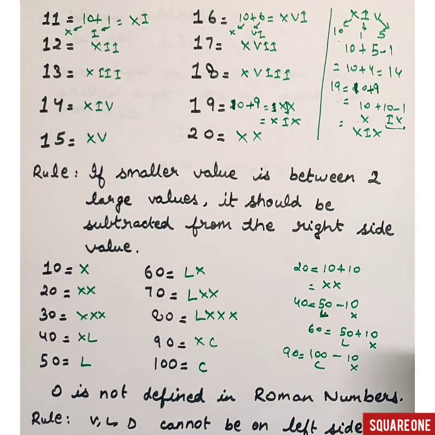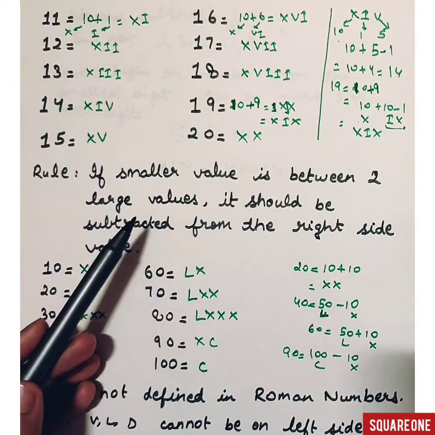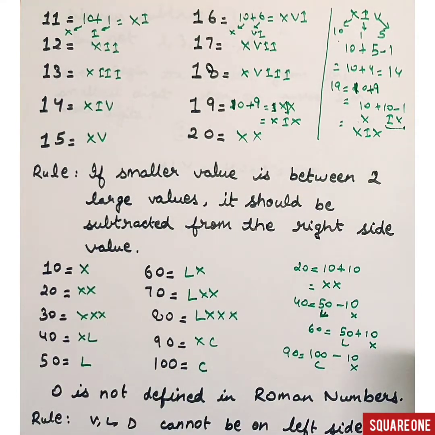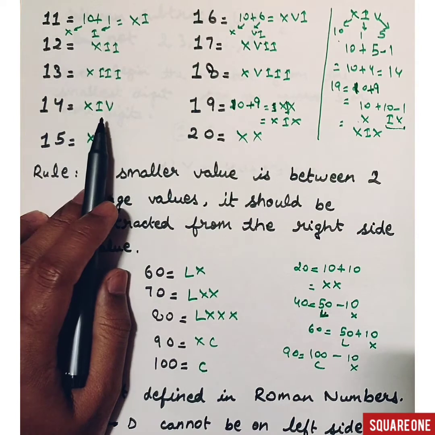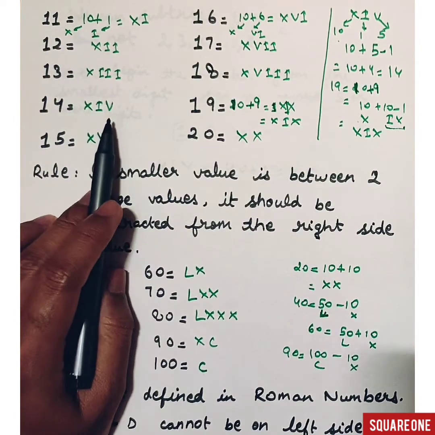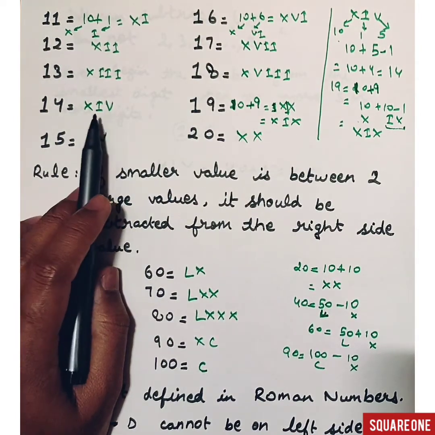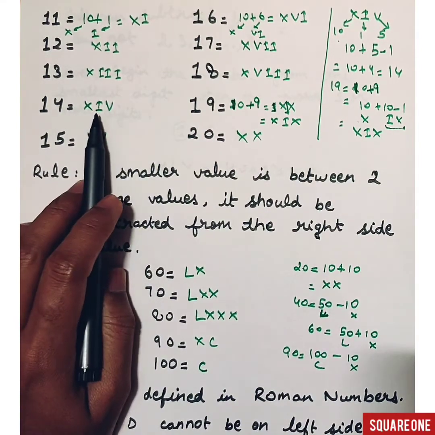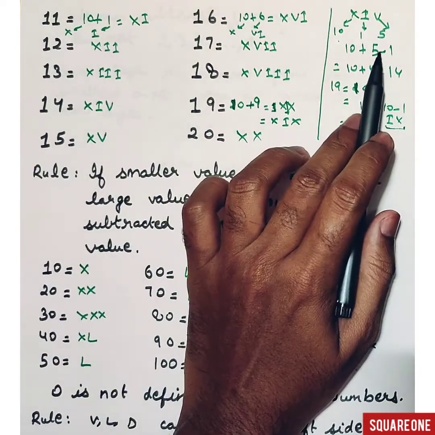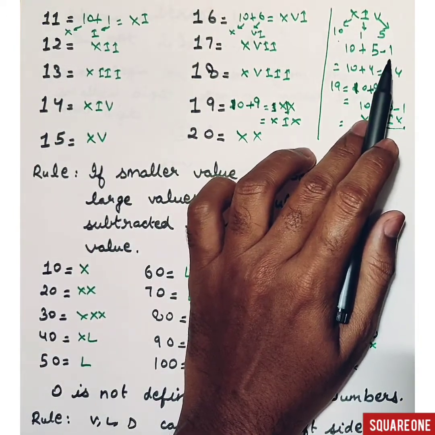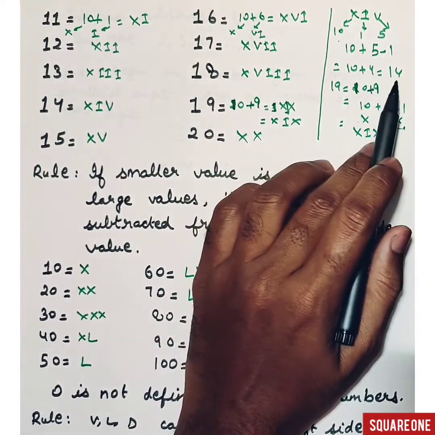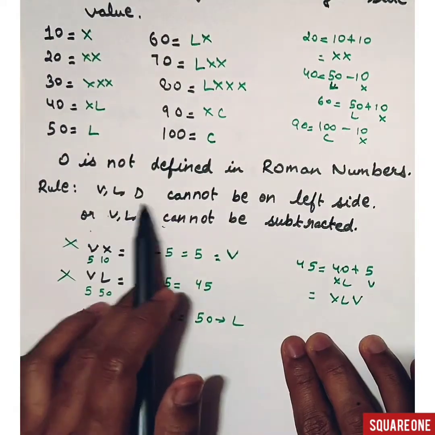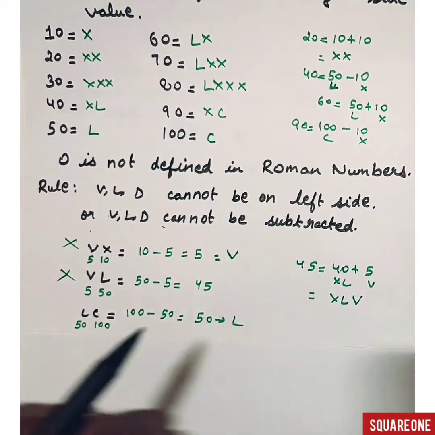The next rule says that a smaller value between two large values should be subtracted from the right side value. Just like in the case of 14, we saw that the smaller value is in between the two big values. That means 1 is written in between 10 and 5. Then it must be subtracted from the right side value. 1 must be subtracted from the right side value, which is 5. Then it becomes 4, and 4 is added to 10. It becomes 14.